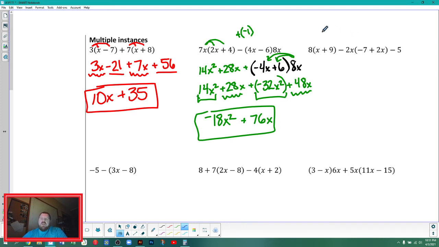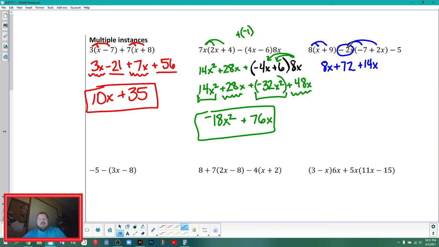This one, I've got an 8 that needs to distribute and a -2x that needs to distribute. And then I've got a -5 on the outside, but we'll worry about that later. So I've got 8 times x is 8x. 8 times 9 is 72. -2x times -7. Multiply the numbers. -2 times -7 is +14. And there's an x there.